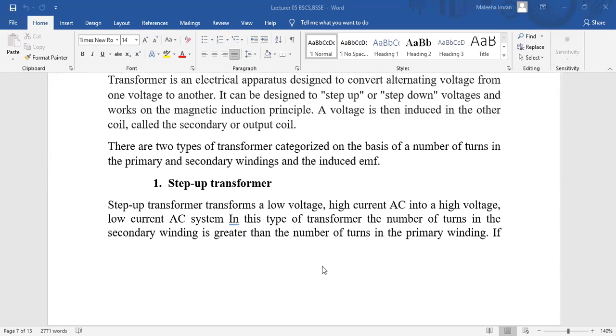In the case of the step-up transformer, we say that the low voltage or high AC current is converted into the high voltage and the low AC current. In this type of transformer, the number of turns in the primary will be small as compared to the number of turns in the secondary. In other words, you can say that NS is greater than NP.